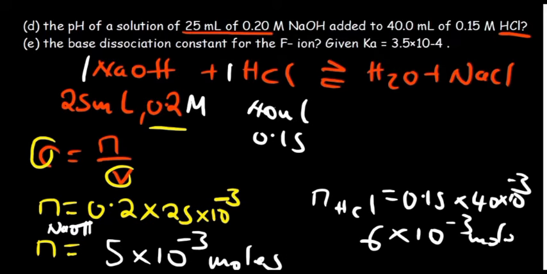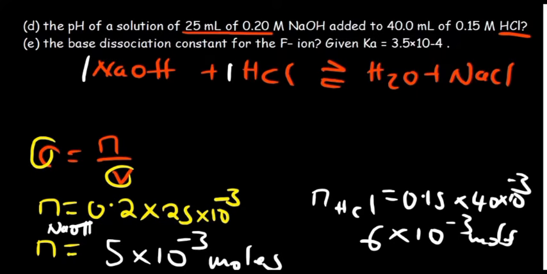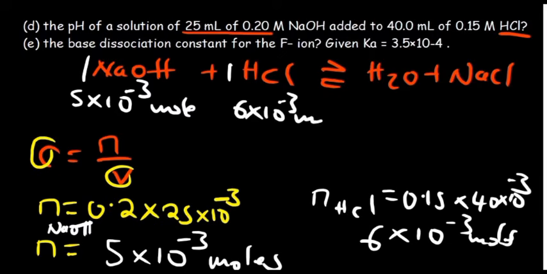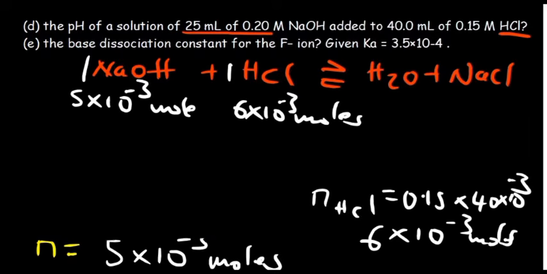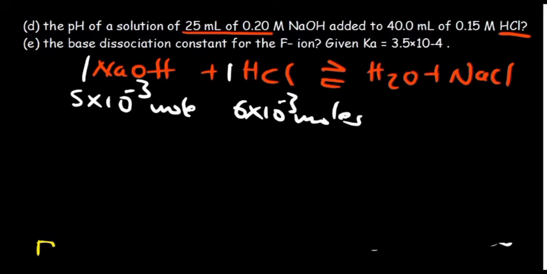So we now have the value of moles that were there initially. We can even remove that information there. So for the number of moles, for sodium hydroxide we had 5 by 10 to the power negative 3 moles. For the acid we had 6 by 10 to the power negative 3 moles. So we have the number of moles. Now, how do you determine the limiting reagent there? Which one is limiting, or which one is going to finish faster?